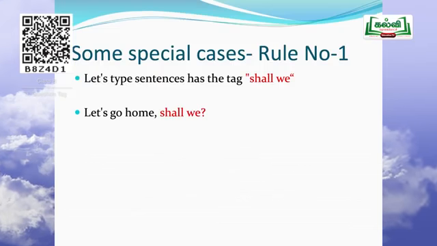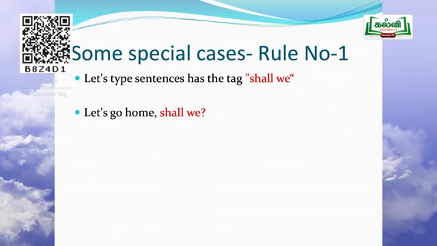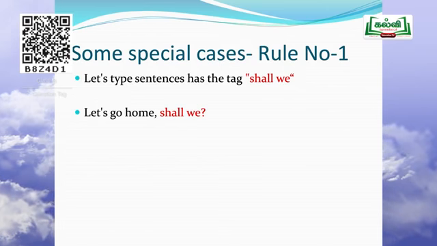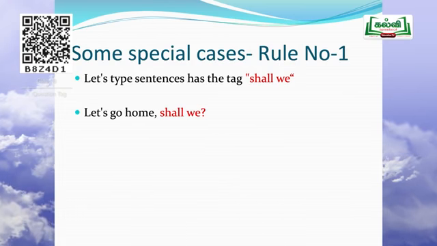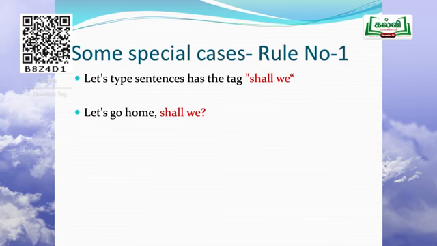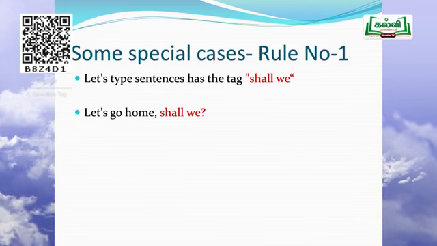So far we discussed the basics. Now we move on to some special cases. Here I have listed some more rules. Rule number 1: a sentence beginning with "let" takes the tag "shall we." For example, let's go home, shall we? So this is rule number 1: let sentences take the tag "shall we." Now move on to rule number 2.